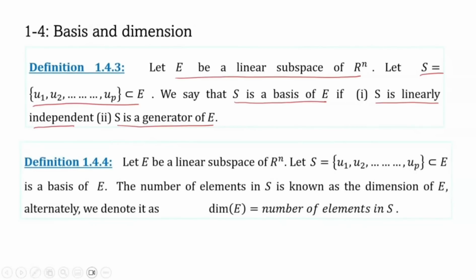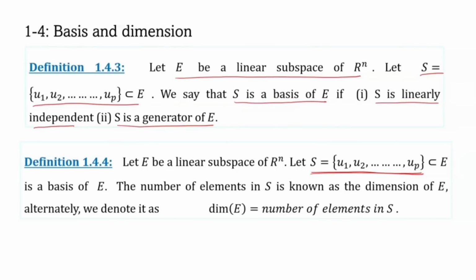Before that, let's discuss the dimension. If the set has p number of elements, then the dimension of the space E will be p. It cannot be more than n. So S should have a number of elements less than or equal to n because it is a subspace of Rn. Therefore, the dimension will be either n or less than n.